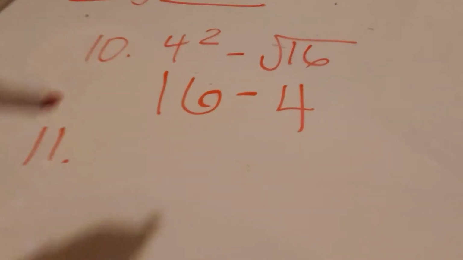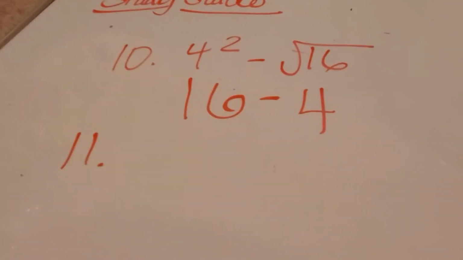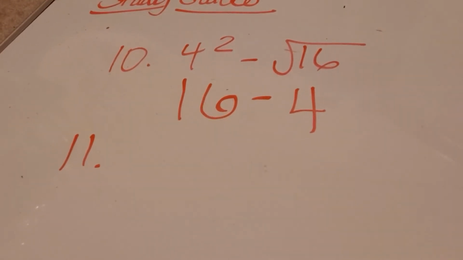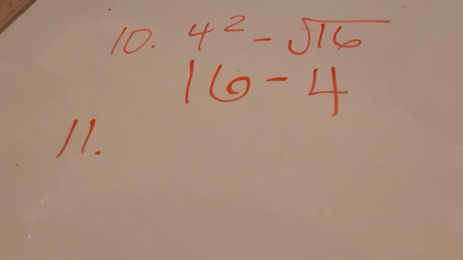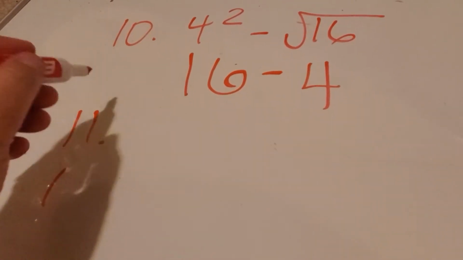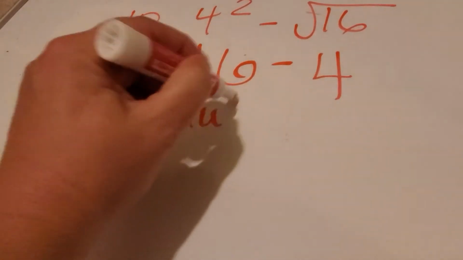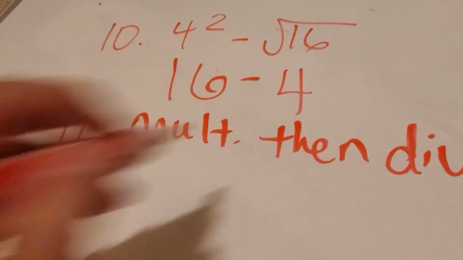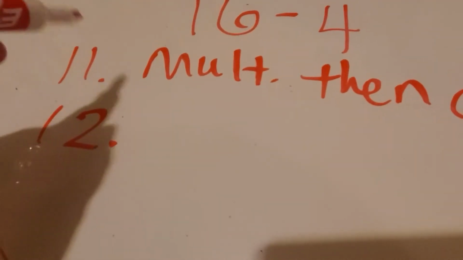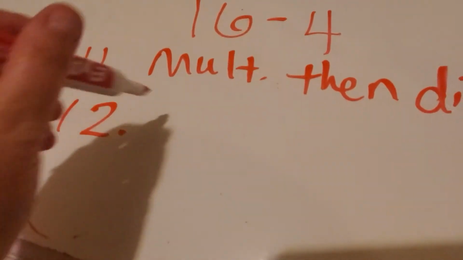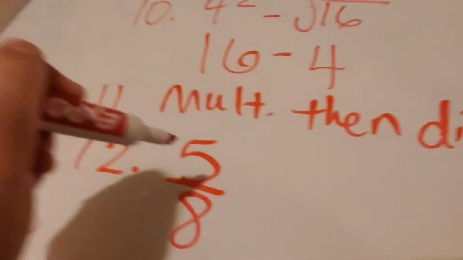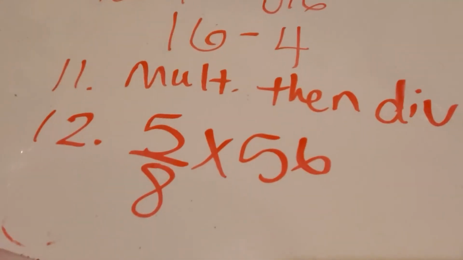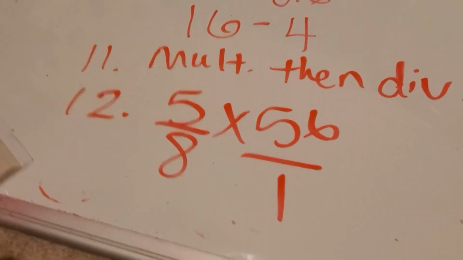Number 11, all you do on that one is multiply the top and then divide it by 20. Number 12, 5/8, let's just say multiply, then divide. Okay, number 12, that's just multiplication. 5/8 times 56, okay, over 1. All you're doing is multiplying there.